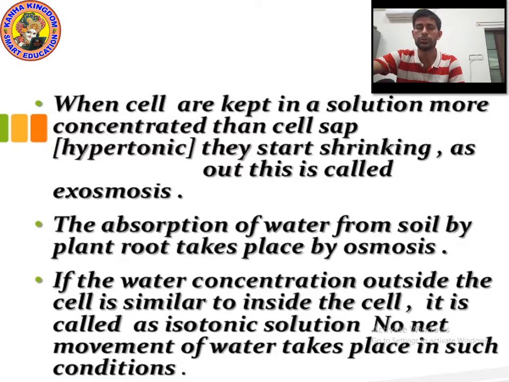Okay, I hope you understood that when cells are kept in a solution more concentrated than the cell sap, they start shrinking as water comes out. This is called exosmosis. The absorption of water from soil by plant root takes place by osmosis. If the water concentration outside the cell is similar to inside the cell, it is called an isotonic solution. No net movement of water takes place in such a condition. Now let me show you the diagram.